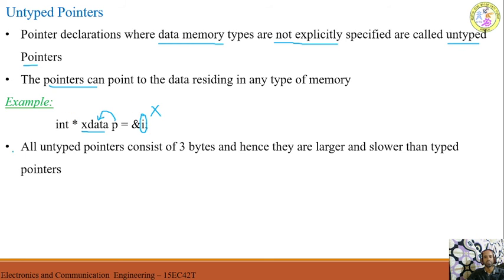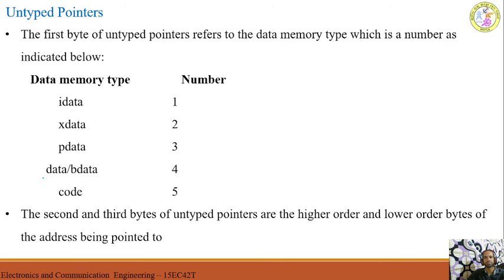All untyped pointers consist of 3 bytes, and hence they are larger and slower than the typed pointers. So the total size is 3 bytes. The first byte of the untyped pointers refers to the data memory type, which is a number as indicated below.